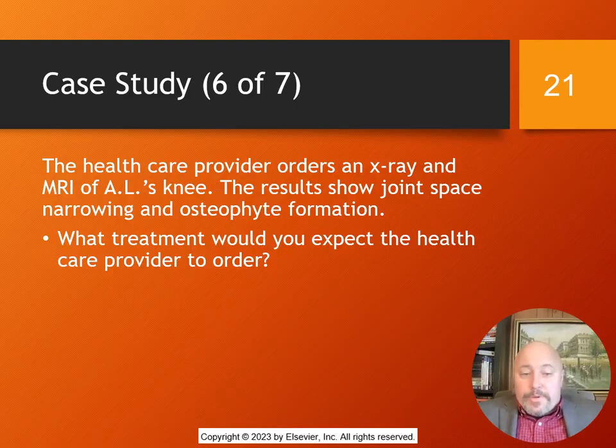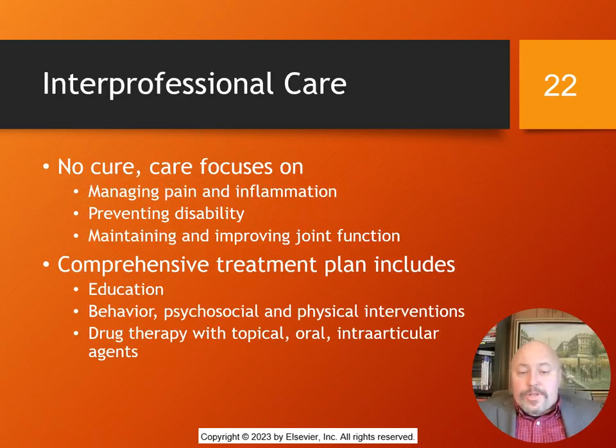What treatment would you expect the healthcare provider to order? Unfortunately, there's not necessarily a cure for arthritis. There's not a lot we can do to bring that joint cartilage back. Managing the pain and inflammation is going to be key, helping to prevent that disability, slow its progression. Maybe some drug therapies we could do, corticosteroids, things to lower the inflammation, help to mitigate and manage the pain. NSAIDs is going to be a very common over-the-counter medication for this patient.